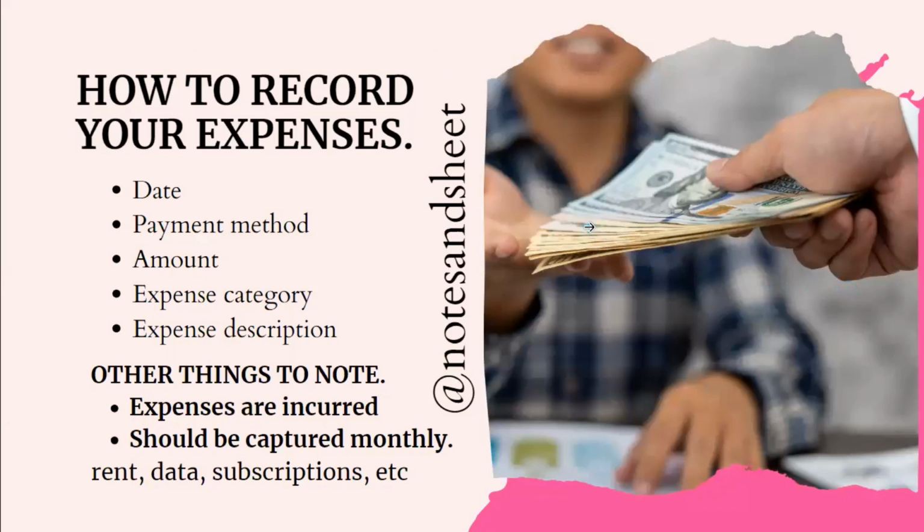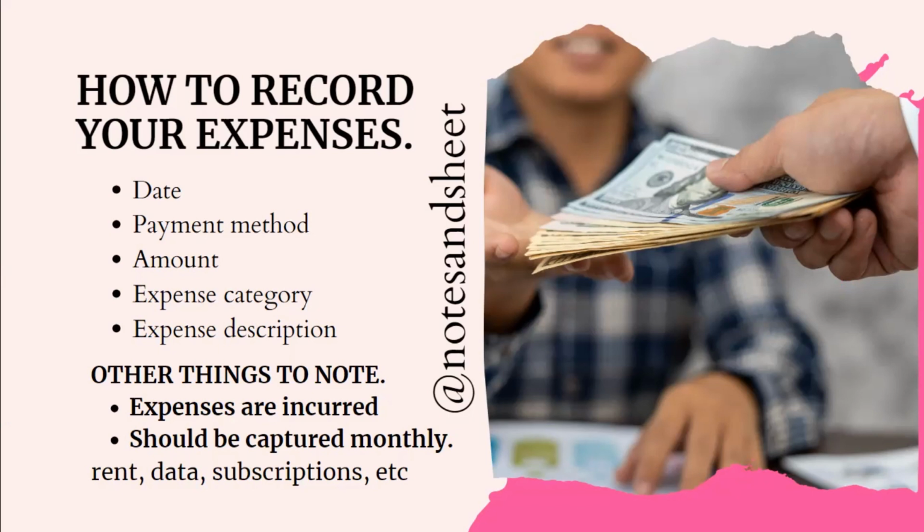Now, moving on to expenses. How do you record your expenses? There are five important things for you to note when you are recording your expenses. Number one is the date you spent that money. Number two, the payment method, whether you paid via bank transfer or through cash. I've already mentioned the reason why this is important, right? So you want to know where this money left through.